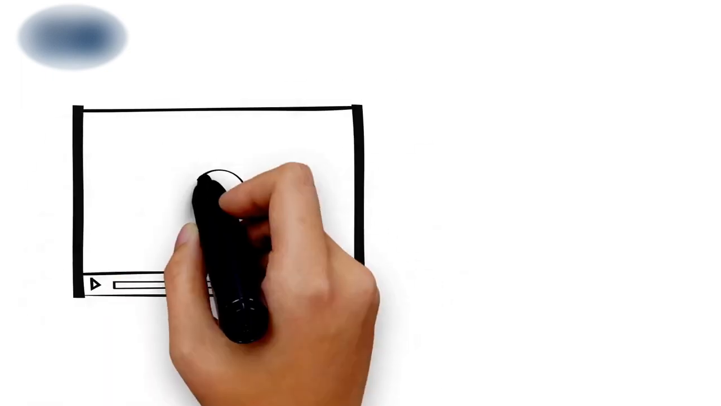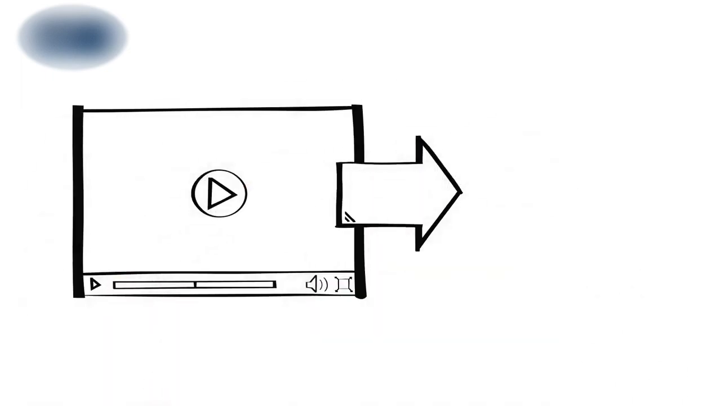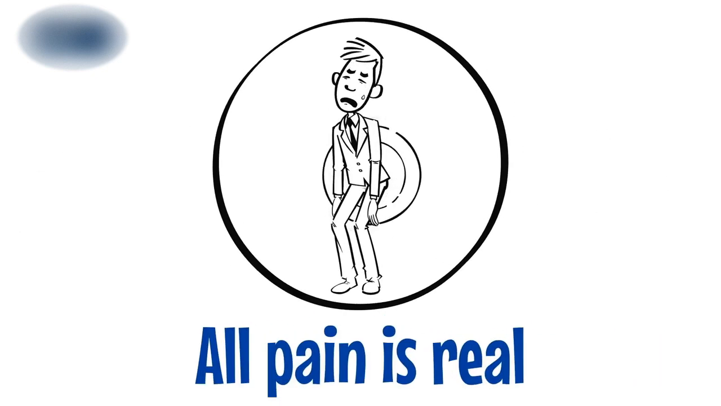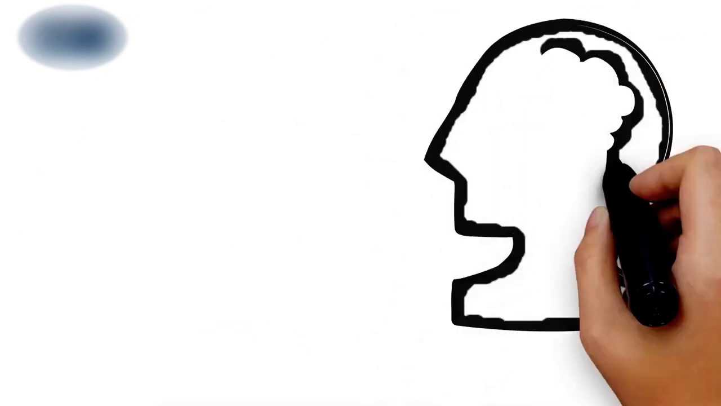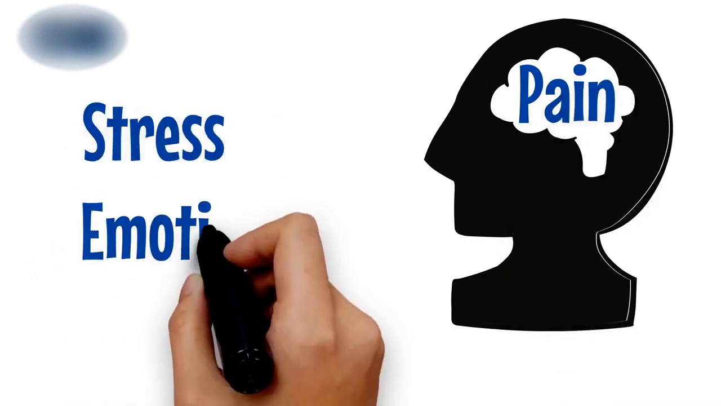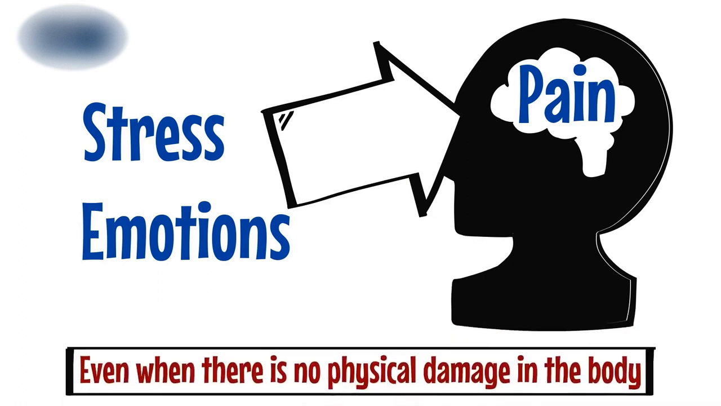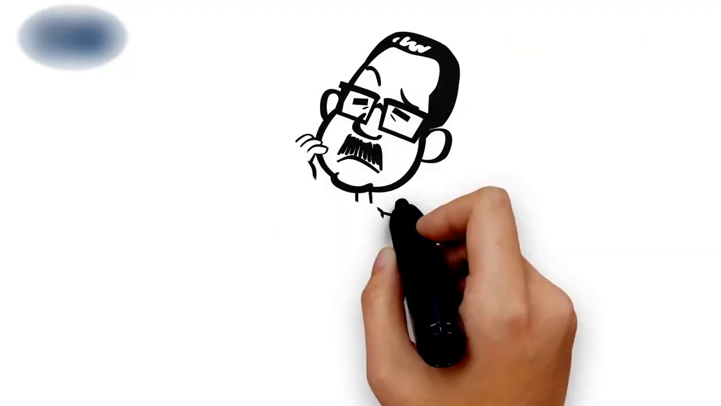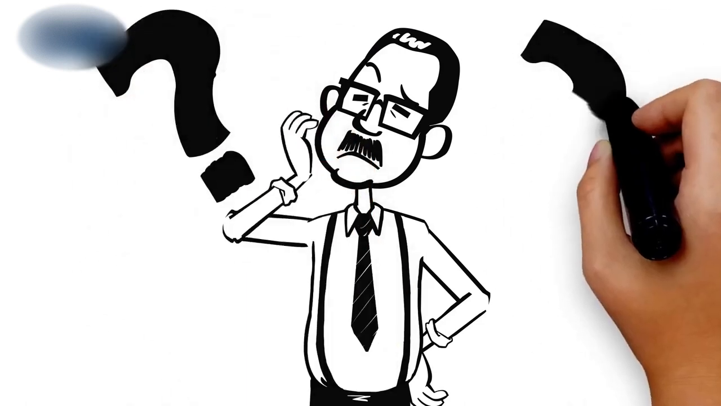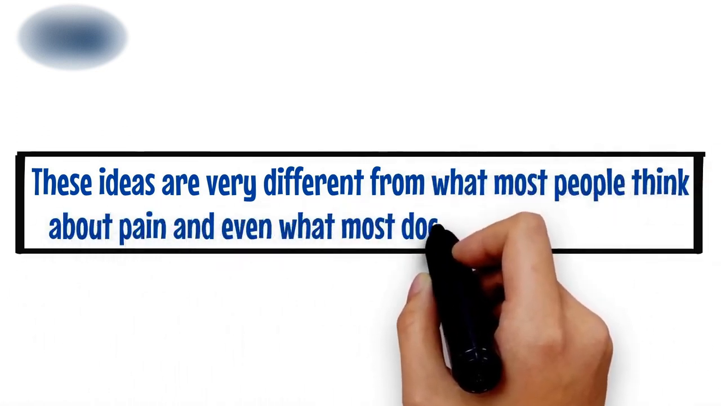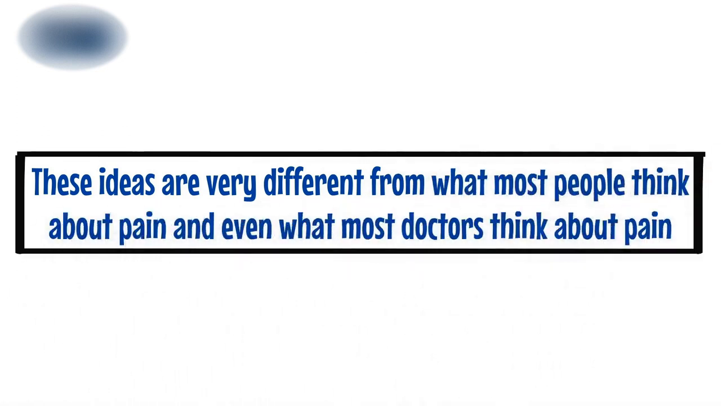If you have watched some of our other videos, you now know more about how the brain works. You know that all pain is real, and that all pain is actually created by the brain. And you know that stress and emotions can cause the brain to generate pain even when there is no physical damage in the body. But how do you know if you might have a mind-body disorder?